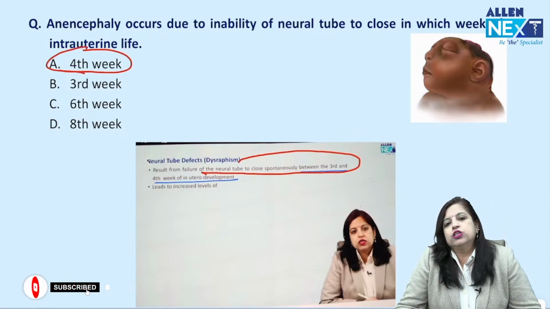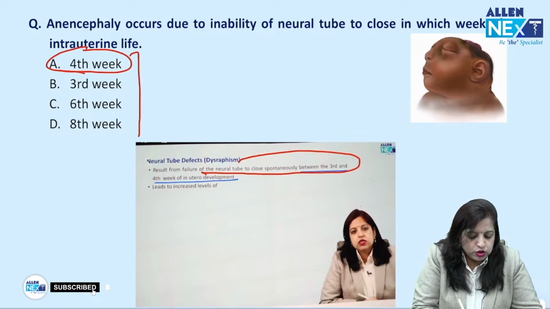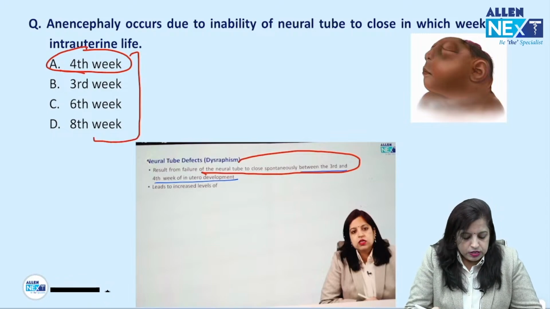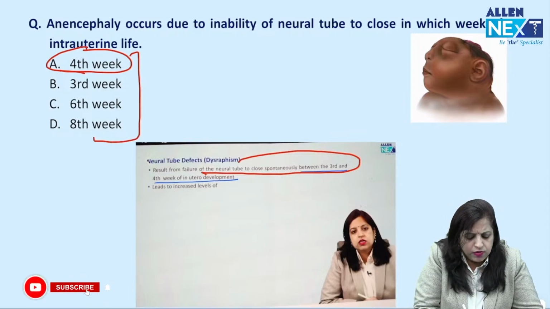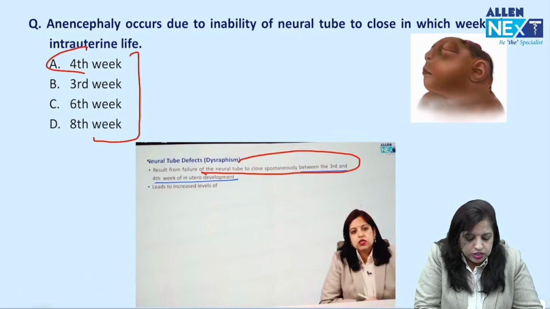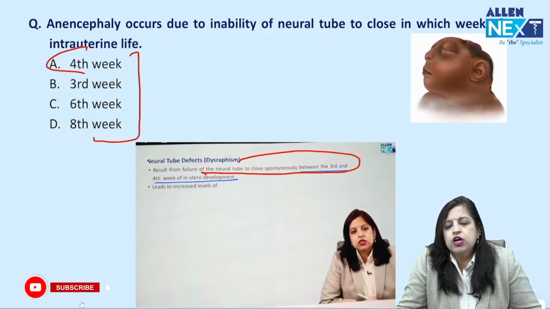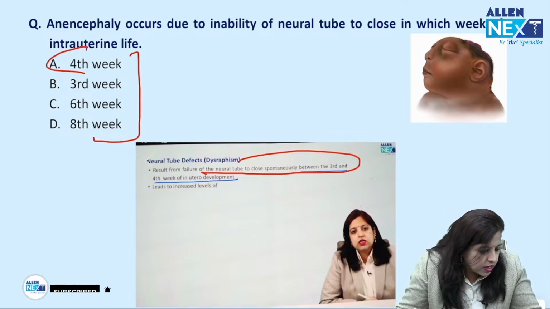Because the neural tube fails to close between the 3rd and 4th week of intrauterine development, there should be only one of them among the options, either the 4th week or the 3rd week. Both options could not have been given in the question, right? So that we have to take care of.